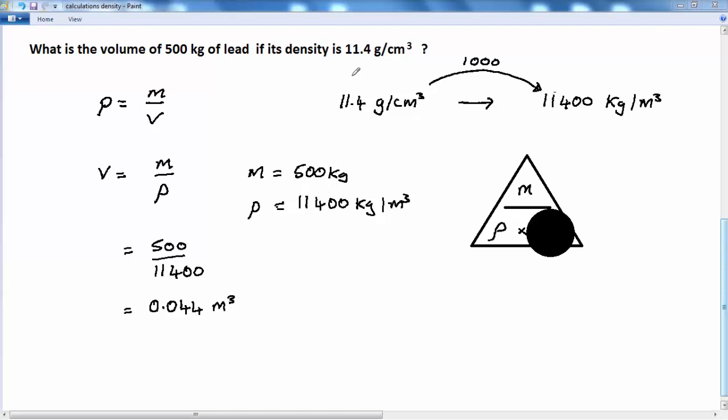Now, I should also emphasise that although the density was originally specified as grams per cubic centimetre, because we made this conversion here where we changed it from grams per cubic centimetre to kilograms per metre cubed, then the final volume in our answer will not be in cubic centimetres, but it will be in cubic metres, the same as we use for the density of lead here. Okay, so that must be in cubic metres.